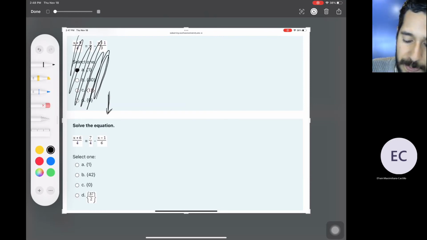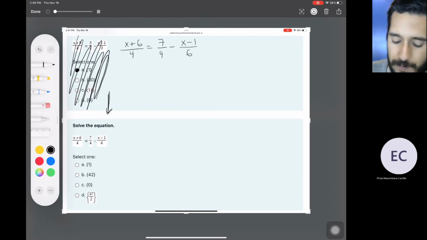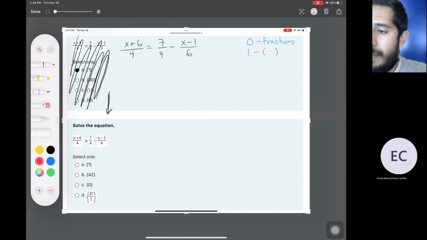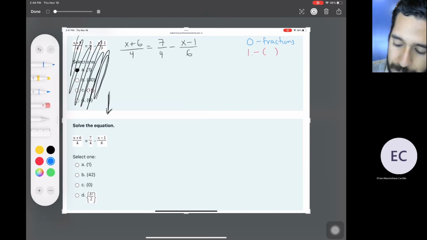So I have a fraction there that says x plus 6 divided by 4 equals 7 over 4 minus x minus 1 over 6. Okay, again, the first step, or the step 0, will be get rid of fractions. And then the step 1 will be grouping symbols. Okay, get rid of the grouping symbols. Step 2 will be plus and minus, get rid of additions and subtractions. And then get rid of multiplications and divisions. So let's go ahead and get rid of the fractions.